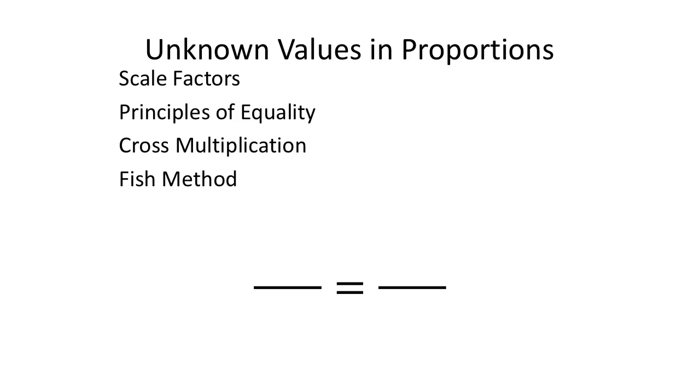But principles of equality is a pretty solid method. It's just not usually used too often with proportions. But it does create some continuity with principles of equality that we've used to solve equations, because these are actually equations that we're solving. But again, cross multiplication is the most commonly used. I do like fish method because it's pretty quick, but it's an algorithm, so you have to kind of memorize how it works.